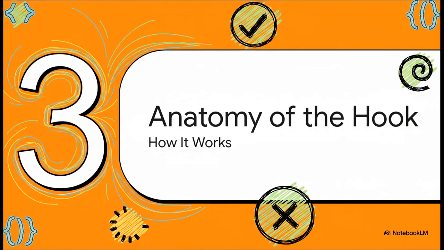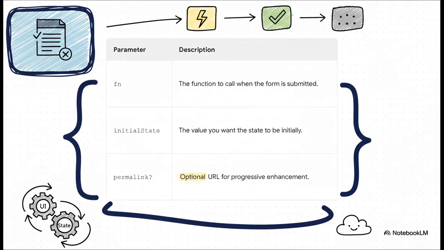Okay, so we know what it does conceptually, but how does it actually work? Let's break down its anatomy. We'll look at what you give it and, more importantly, what it gives you back. When you call useActionState, you're going to pass it two main things. First up is fn. That's your async function, the one that holds all your submission logic. The second is initial state. This is just the default value for your form state before any action has happened.